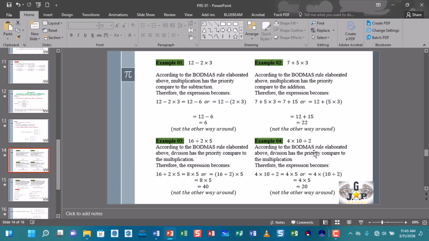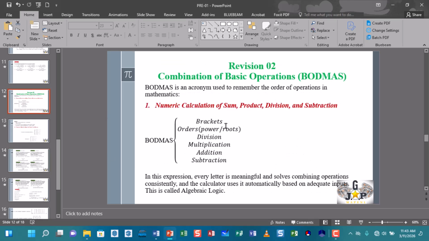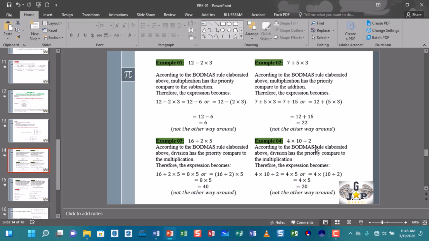So according to the BODMAS rule elaborated above, I'm still referring to this rule here. So according to this rule, for this example 4, the division is the priority compared to the multiplication. Therefore, the expression becomes, you go with 10. You can say I'll put a bracket here just to create a level of demarcation between this magnitude and the 4 times a number. That's why I put the bracket.